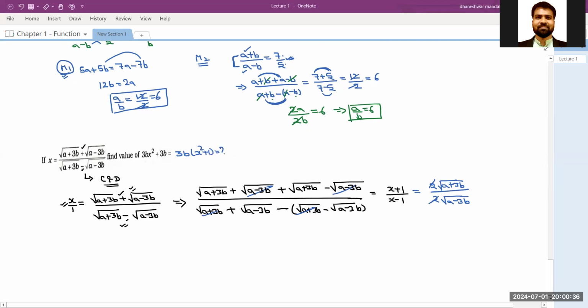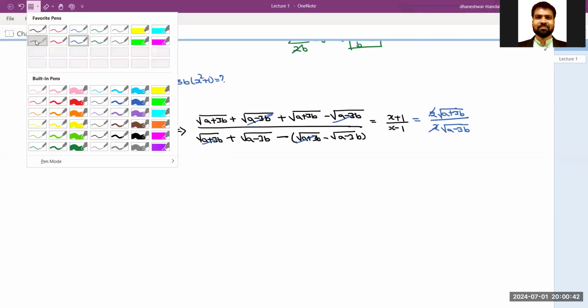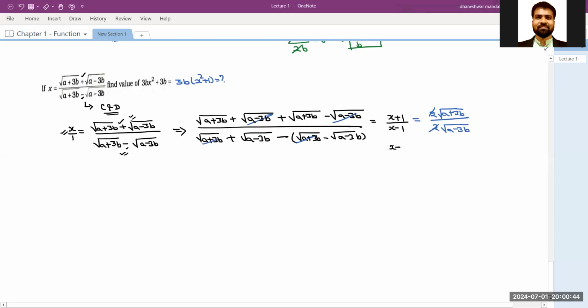Okay. So now what to do? Take the square of this term. If I take the square of this term, then I get x plus 1 whole square, and also from here, x minus 1 whole square. And if I take the square of this term, then a plus 3b is there, also from here, a minus 3b is there. See, again, we can use the componendo dividendo method here because plus and minus sign is there.